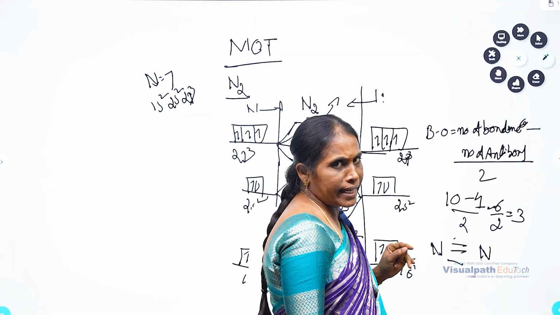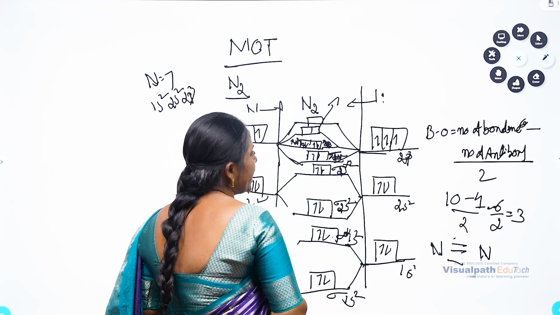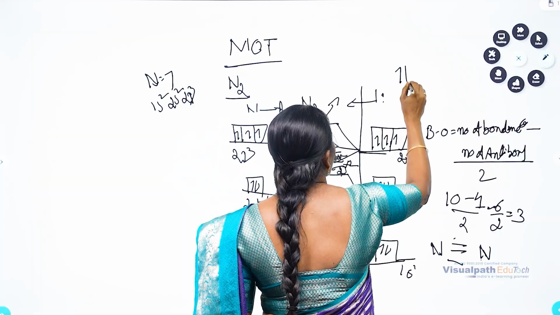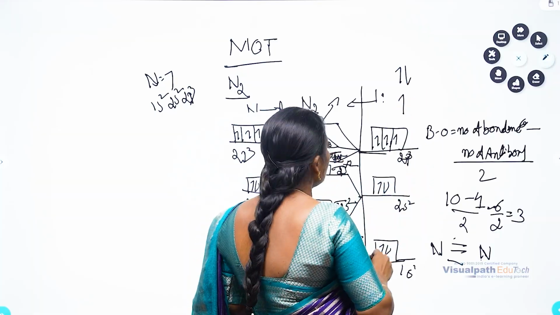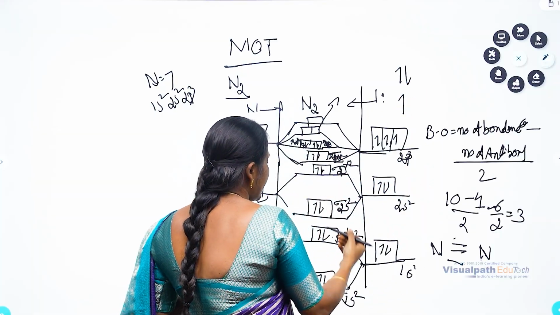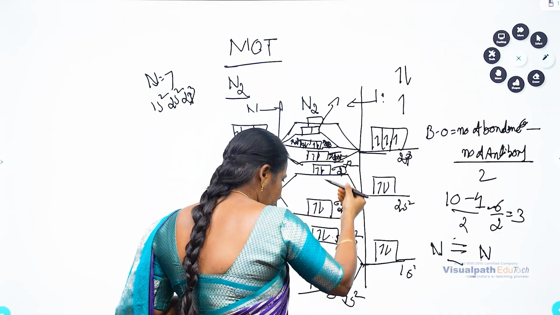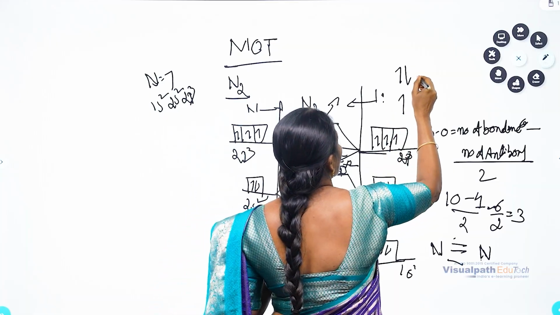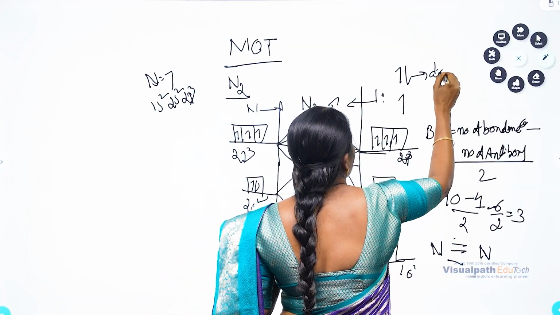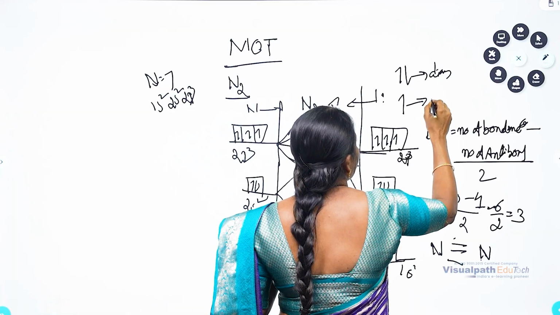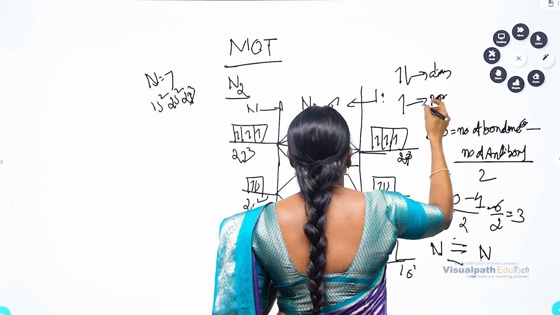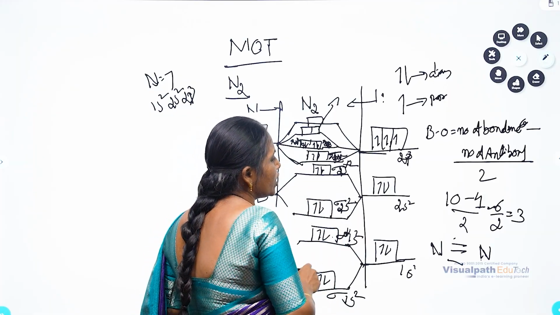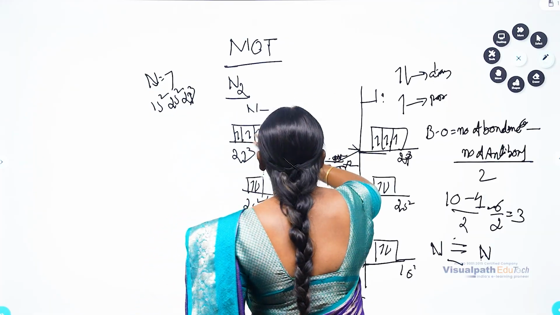And next one is the magnetic nature. How to identify the magnetic nature? It is explained based on paired and unpaired electrons. Are any unpaired electrons there in these molecular orbitals? Here all are paired electrons. Paired electrons mean it shows diamagnetic nature. If unpaired electrons are there, it shows paramagnetic nature. Here it is with paired electrons, so this N2 molecule shows diamagnetic nature.